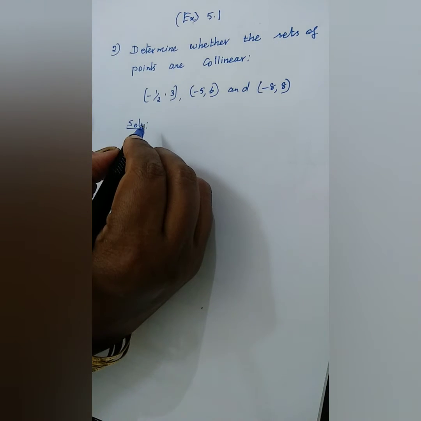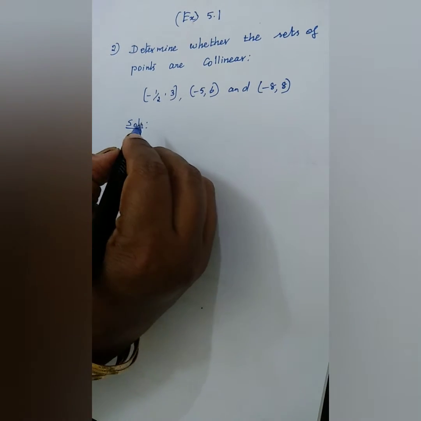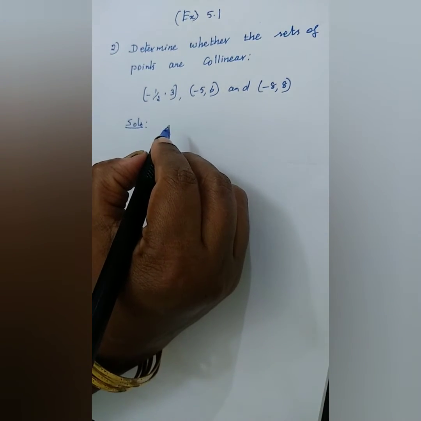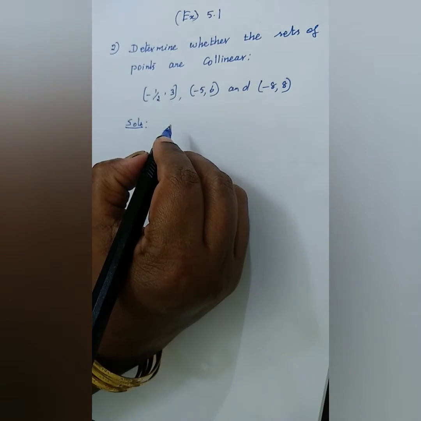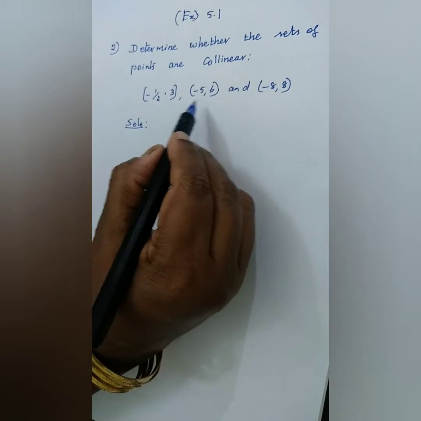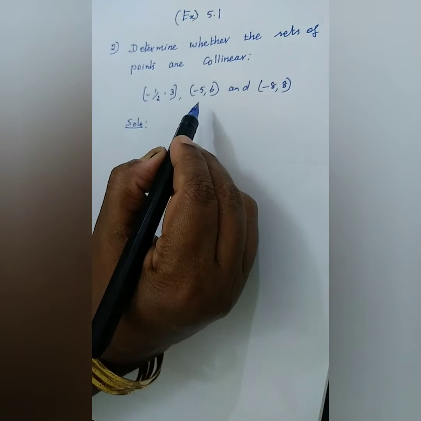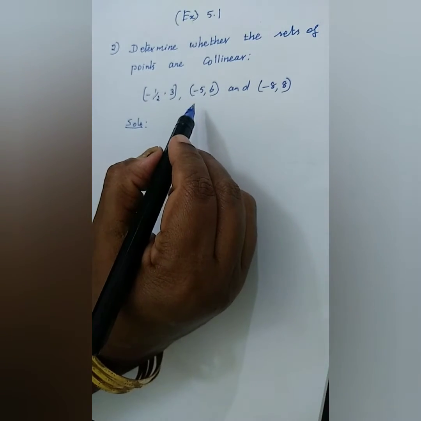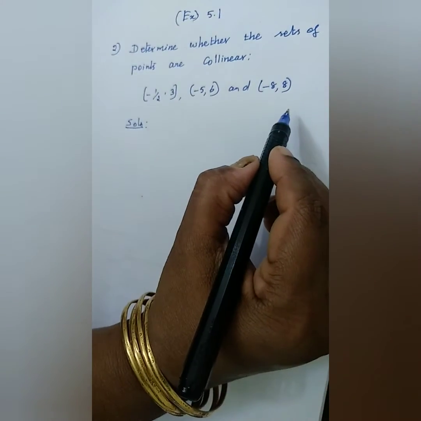Hello friends, today we are going to see 10th semester maths exercise 5.1 second sum. Your sum is: determine whether the sets of points are collinear. The question asks whether the 3 points are collinear. Collinear means they will be in the same straight line.